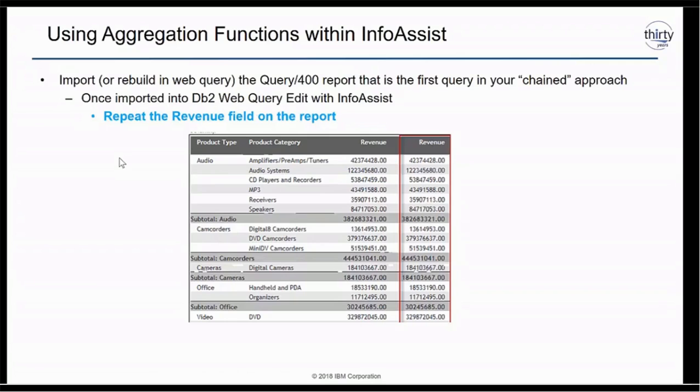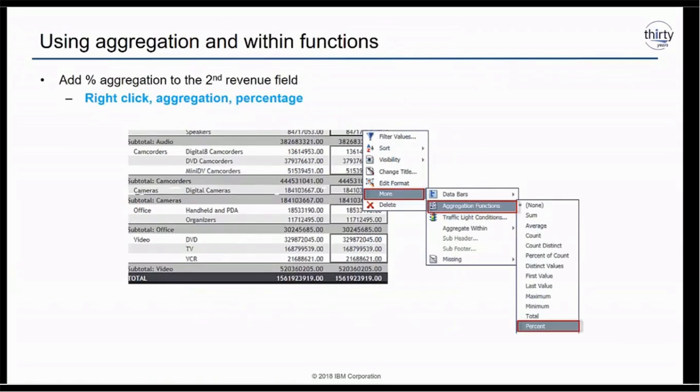But here we have product type, product category, and revenue. And what we want to do is actually just repeat this revenue column again. So it shows up twice. So that's the first thing we want to do. Then we want to alter that second revenue column and change some attributes about it. So if we right click on that second revenue column, we get this little pop-up menu that says, well, what do you want to do? Do you want to format it? Do you want to change the title of it? We will change the title of it to as a percentage of. Do you want to hide it?